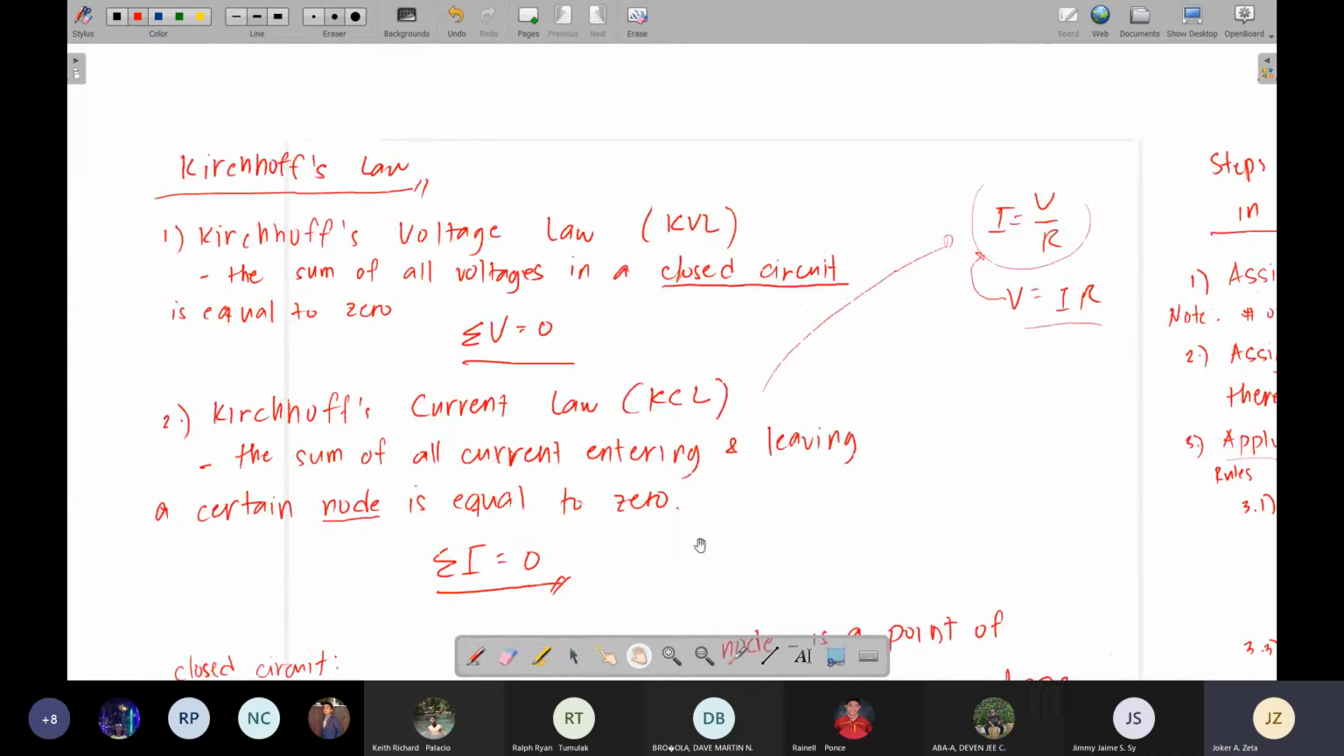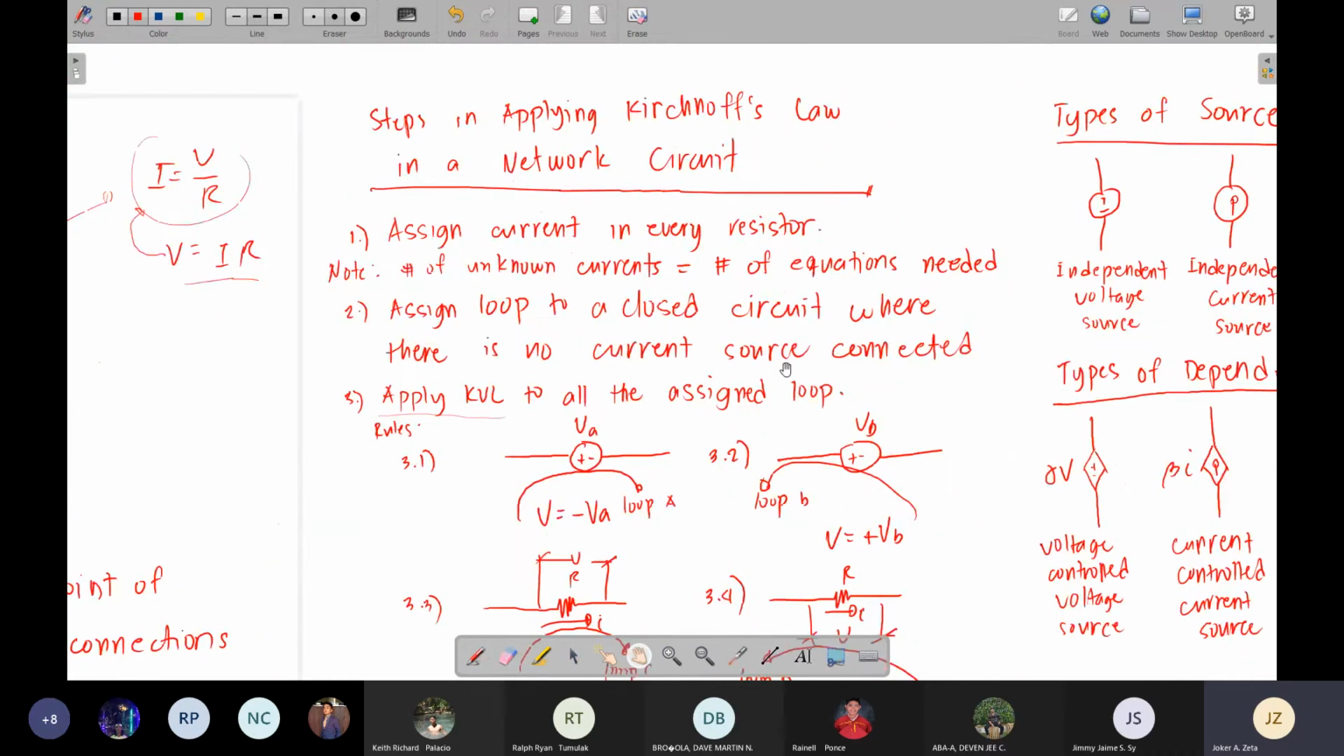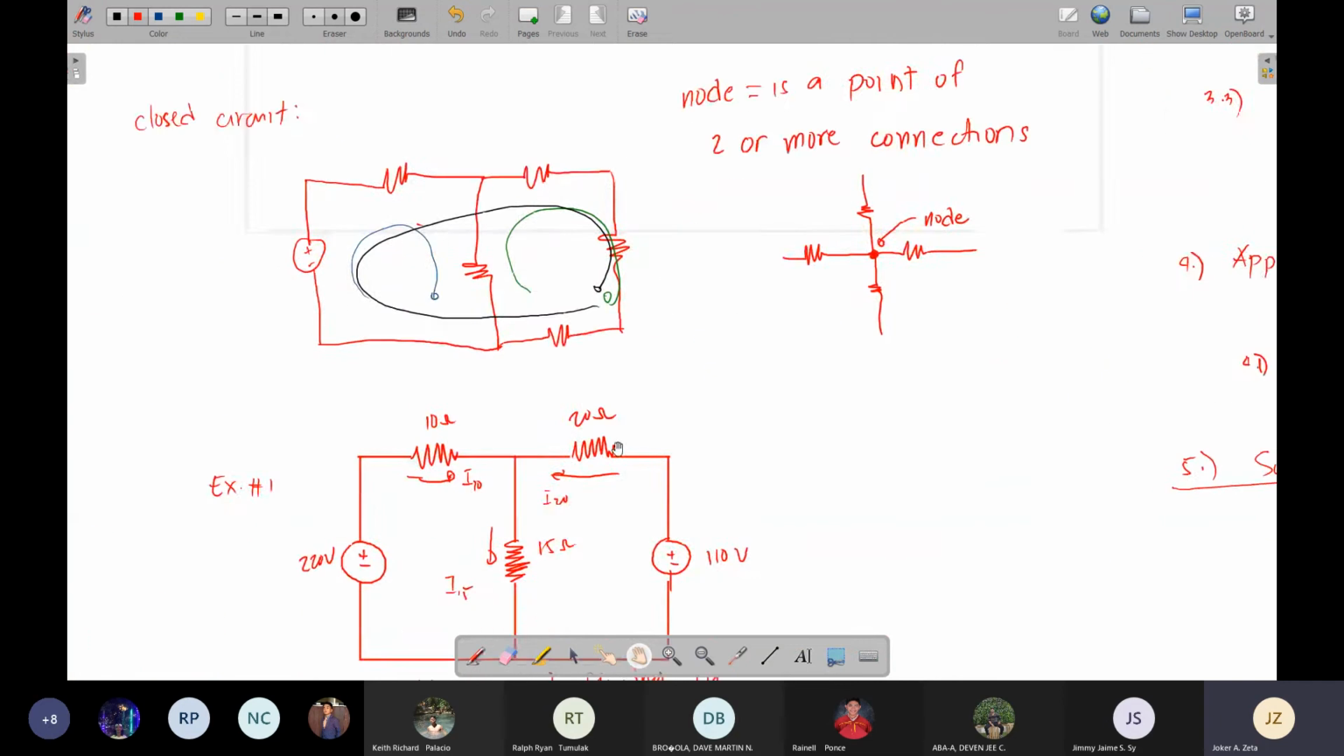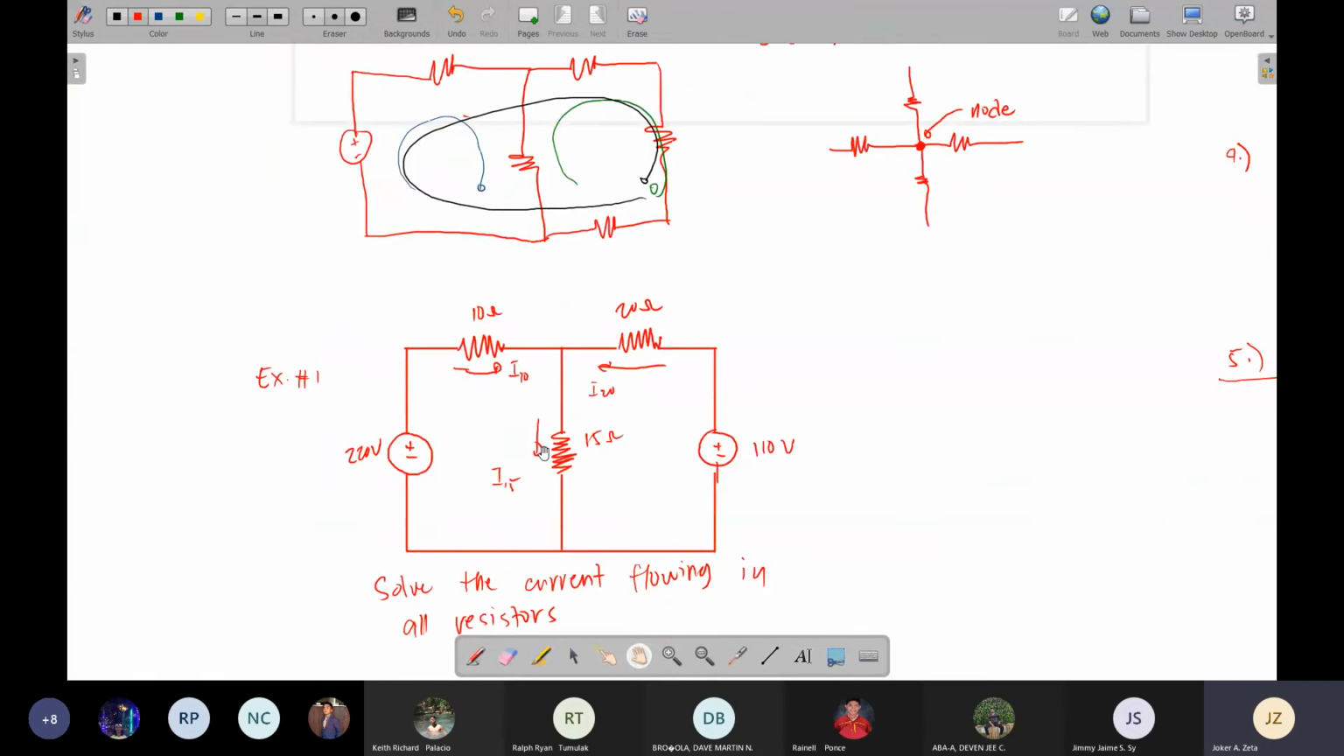Step number 2, assign loop to a closed circuit where there is no current source. But on our circuit, wala man gyud ni current source. So we can apply loop. Okay? Now, tips, no? As much as possible, likayi ang super loop. Unsa man ang super loop, sir? Kana bang mag-bypass na ka, no? Sampuli na mo ni siya super loop. Imo na ning gi-bypass na ara kay part nga gi-bypass.